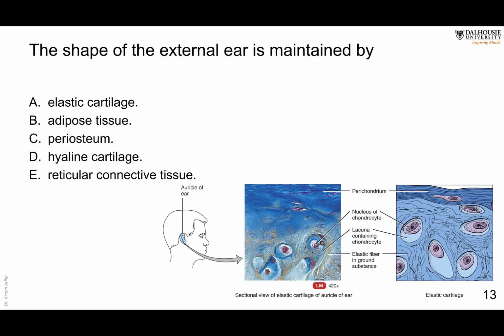The external ear is formed of cartilage, but which type of cartilage? Hyaline cartilage, although it's the most abundant type of cartilage, is mainly present in joints as articular cartilage. The periosteum is the dense connective tissue that surrounds the bone, and there's no bone here in the auricle of the external ear. Adipose tissue might be present in the lobule of the ear, but it does not maintain the shape of the ear. What maintains the shape of the ear is the elastic cartilage, the third type of cartilage.